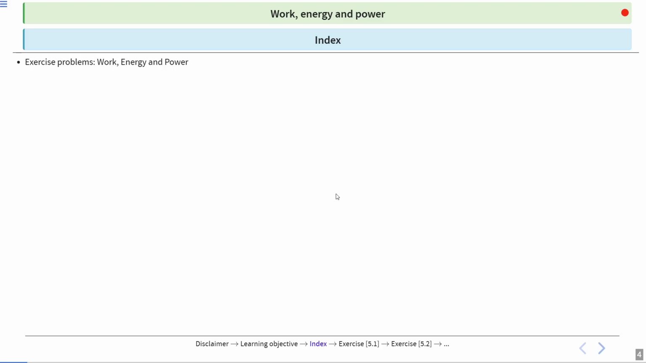So, exercise problems, work energy and power. There are 23 questions in this exercise. We are going to cover 9 questions: 5.1 to 5.2, 5.4, 5.6 to 5.7, 5.9 to 5.12.